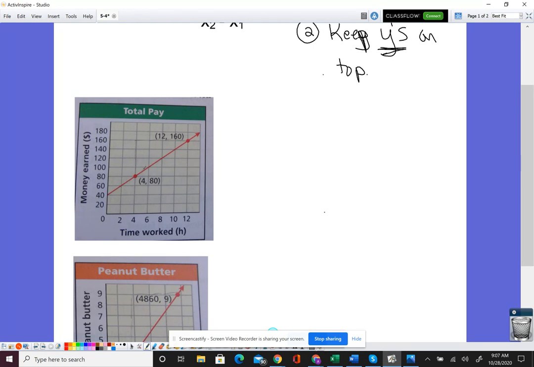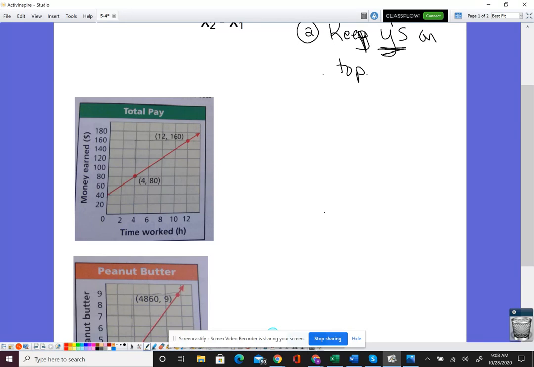If we look at this first graph here, it's measuring the time worked and the money earned. So after working 4 hours, this guy earned $80. So we know that he is making, after 2 hours, 60. After 0 hours, it's 40. Well, that doesn't really make sense, does it? If he didn't work any hours, he shouldn't get paid.